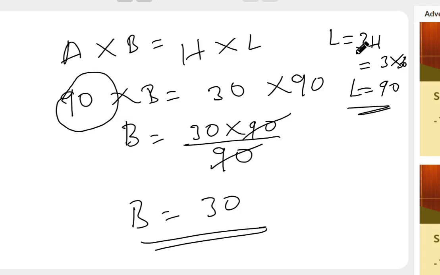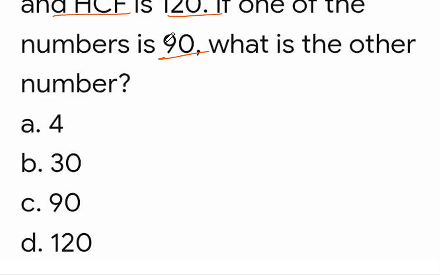So in the options you see, option 30. So we got the other number value, that is 30. Where is 30 here? Option B. Okay. So option B is the right answer. Or I put a tick mark or I write the option.